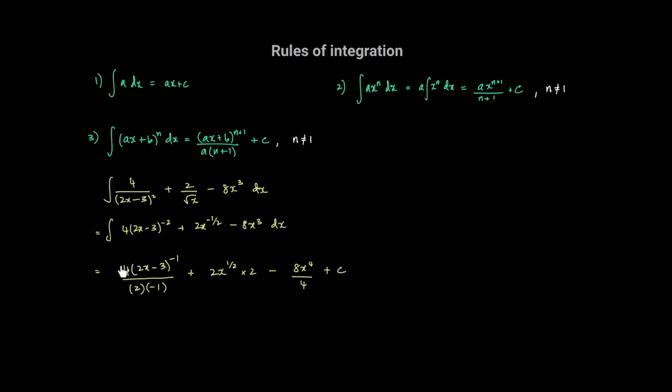So then what we get over here is 4 divided by negative 2. So that is negative 2 times (2x - 3)^(-1). So that is minus 2 divided by (2x - 3), plus 2x^(1/2) times 2. So that would be 4 square root of x, minus 8x^4 divided by 4. So that would be 2x^4 plus c.